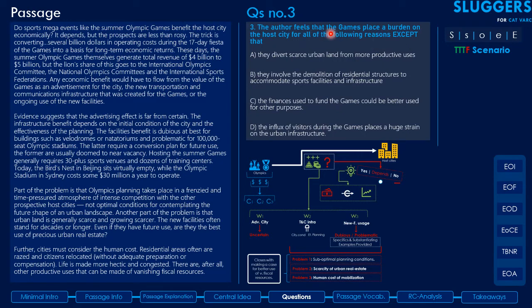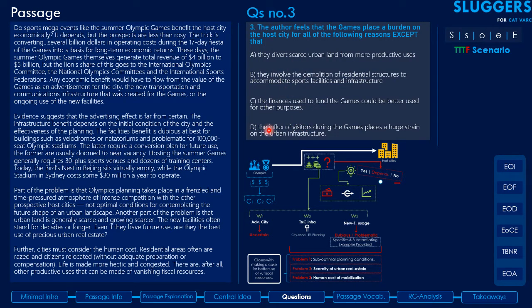You can see that the author feels that the games place a burden on the host city for all of the following reasons. That means all the following reasons which the author does feel are the causes why the games place a burden on the host city cannot be selected. The one that will be selected is the one which the author might not agree with or might not have mentioned, right? So essentially, in such scenarios, you're supposed to select the false option, which is just the opposite of most of the other questions. That's the reason why learners, because they are so used to selecting the true option as the answer, end up committing silly mistakes here.